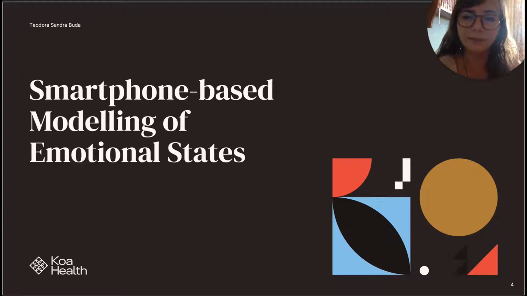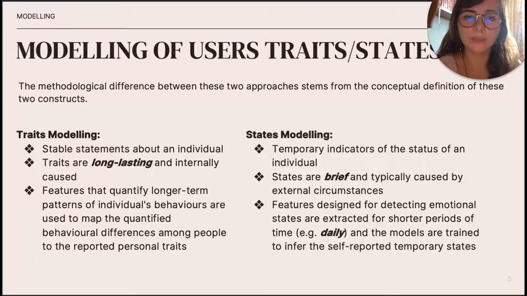So first, the problem. Here we distinguish between user traits modeling and states modeling. Traits represent stable statements about an individual. They're long-lasting and internally caused, whereas states are temporary indicators of the status of an individual. They are brief and typically caused by external circumstances. Naturally, the features that are used to model these two very different target features are different.